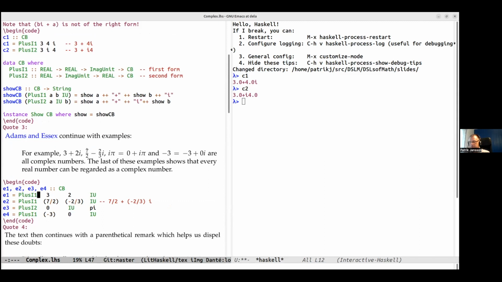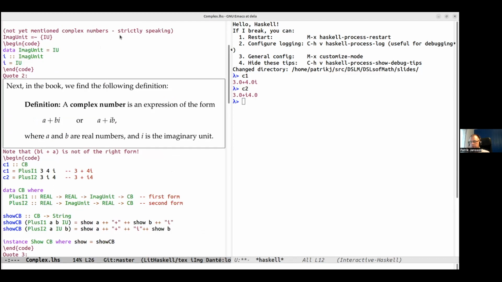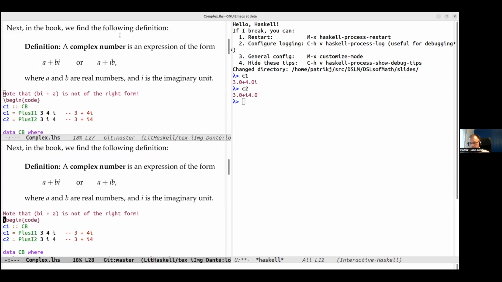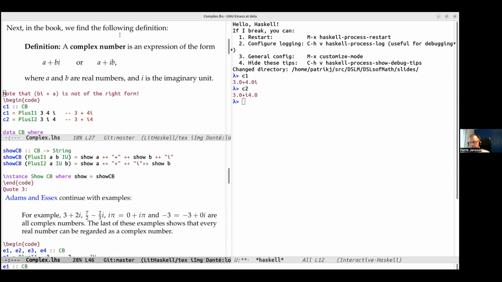But then comes something strange. 7/2 minus 2/3 i. Notice that this is not of the form. I have to split this one so that we can see the quote and the second quote at the same time. This has a minus sign in the middle, so it is not an expression of this form. So according to the math book's own definition, this example of a complex number is not a complex number. So clearly that is not what they mean.